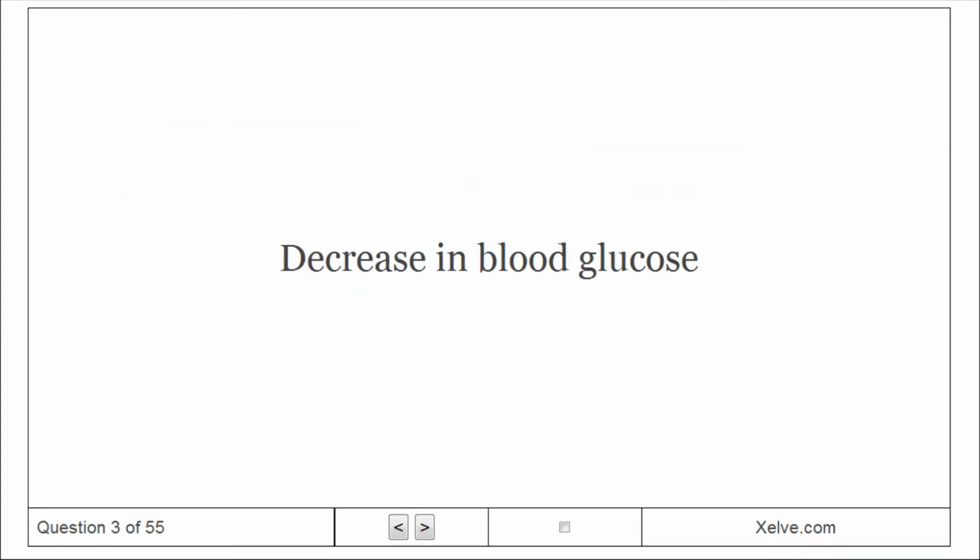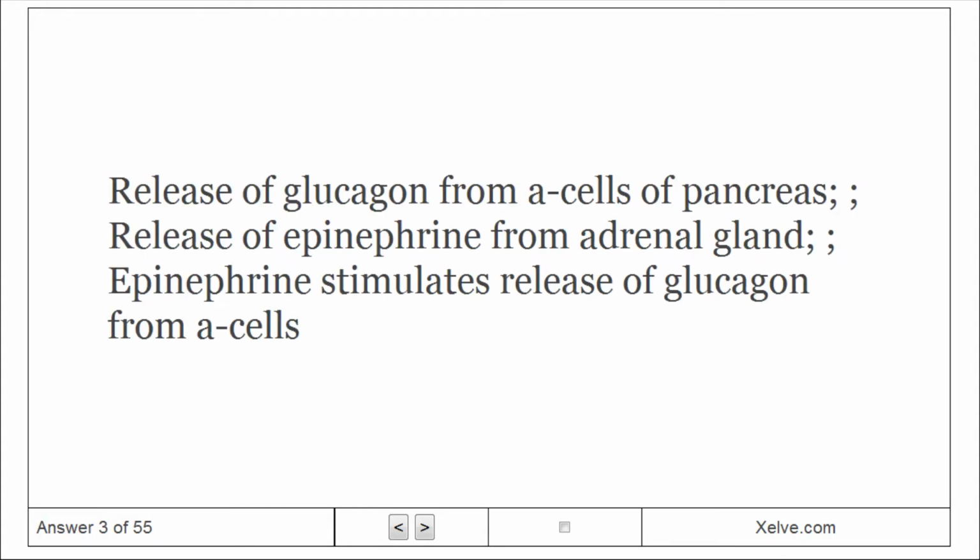Decrease in blood glucose. Release of glucagon from alpha cells of pancreas. Release of epinephrine from adrenal gland. Epinephrine stimulates release of glucagon from alpha cells.